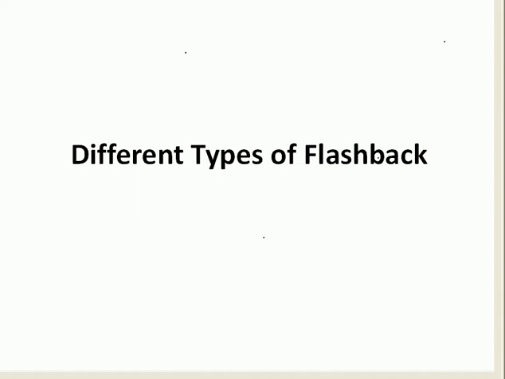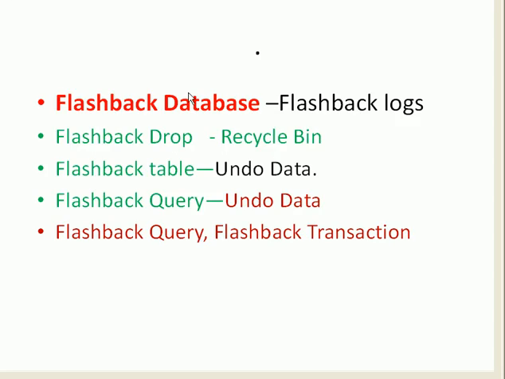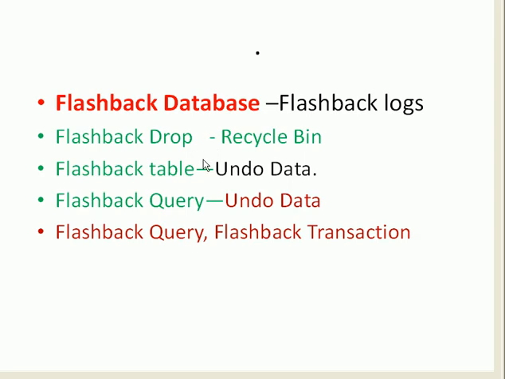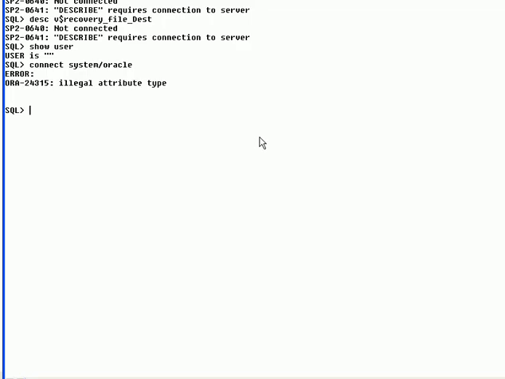There are different types of flashback facilities in Oracle 10G. Some of them are flashback database, then we've got the flashback drop facility, flashback table facility, and flashback query facility. Now, flashback database is like when you want to restore or bring your database to the situation of how it was at a particular time.